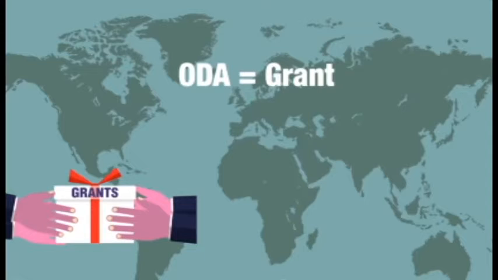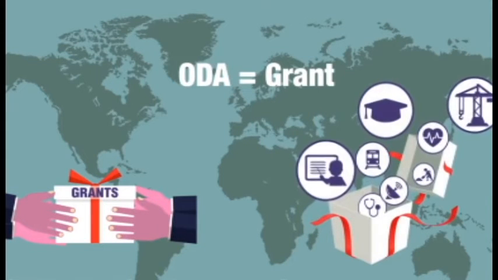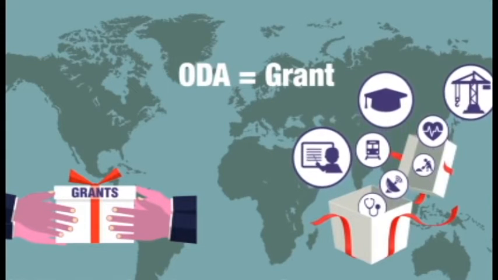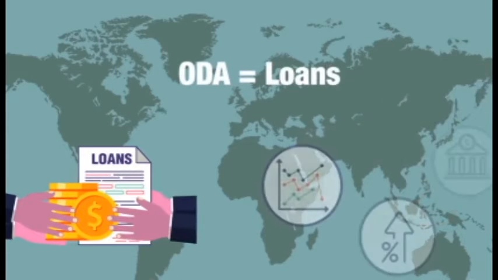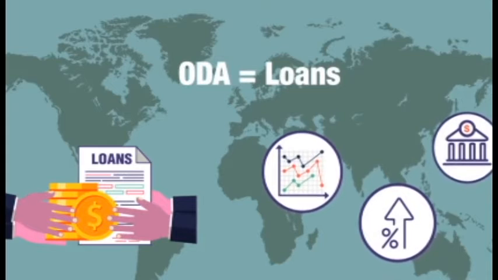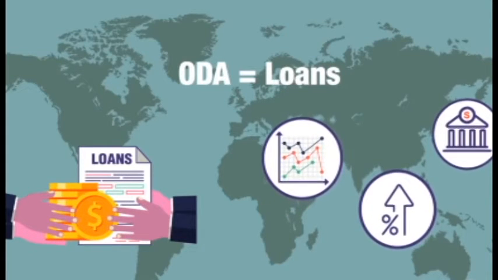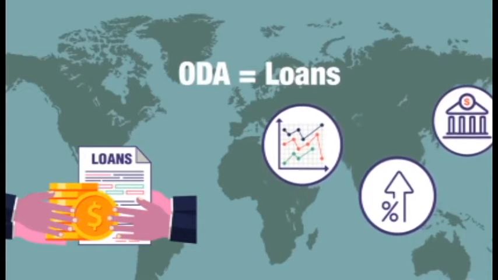The ODA takes the form of grants, where financial resources are provided to developing countries free of interest and with no provisions for repayment, or loans, which have to be repaid and carry an interest, though significantly lower than if developing countries had to borrow from commercial banks.